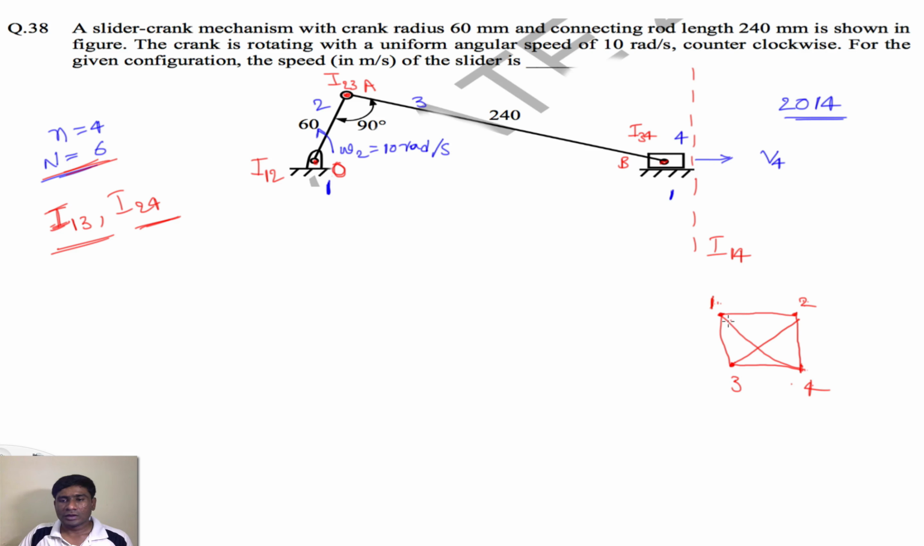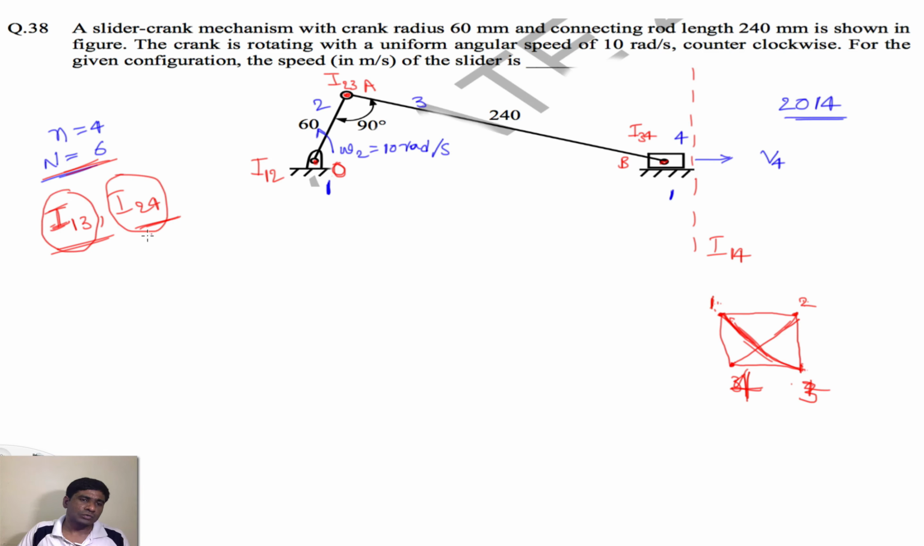So by simply saying this, these diagonals, this is 3 and this is 4. These diagonals 1 3 and 2 4 are not directly obtained, but instead we need to find these diagonal instantaneous centers 1 3 and 2 4 by using Kennedy's theorem. So here again we need to find I13 and I24 using Kennedy's theorem.